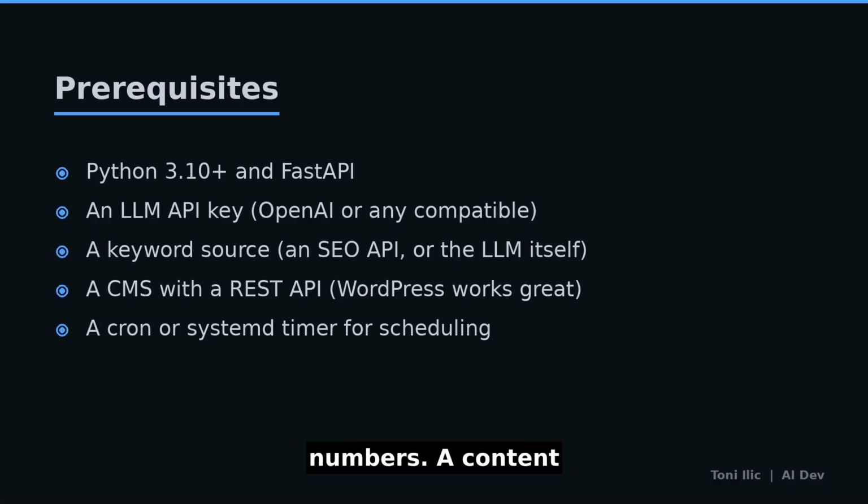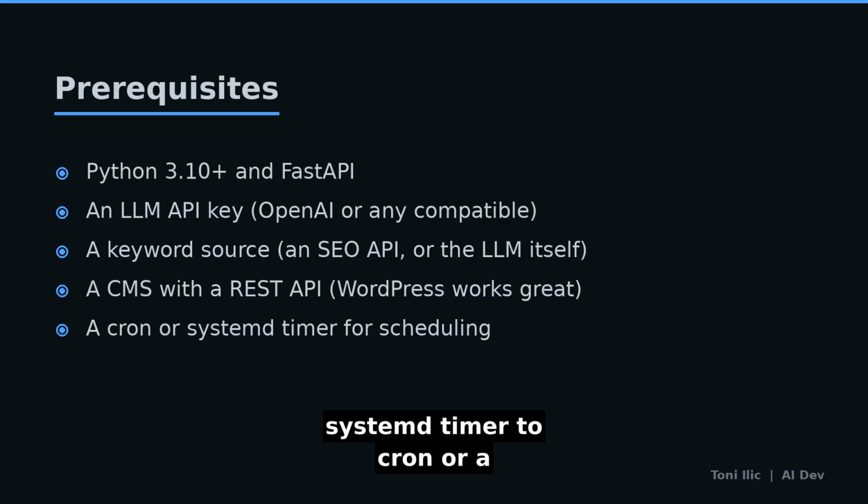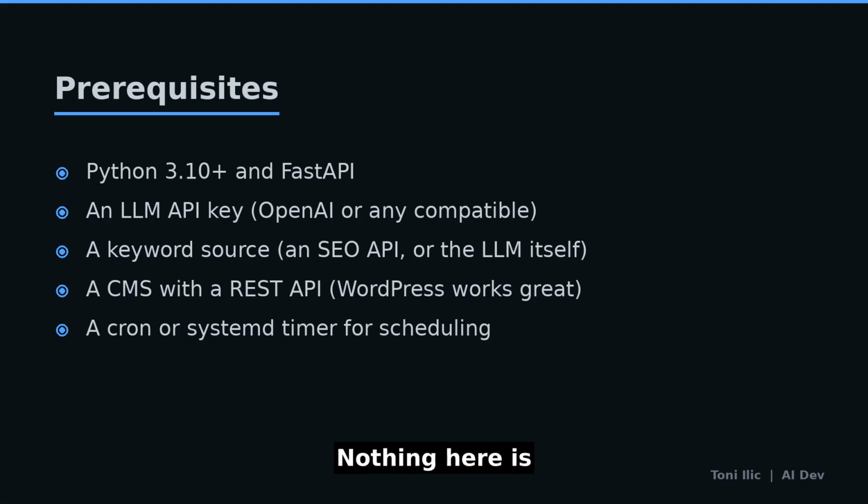A content system with a REST API. WordPress is the great default here because almost everything supports it. And finally, cron or a systemd timer to run the pipeline on a schedule. Nothing here is expensive, and most of it is free.